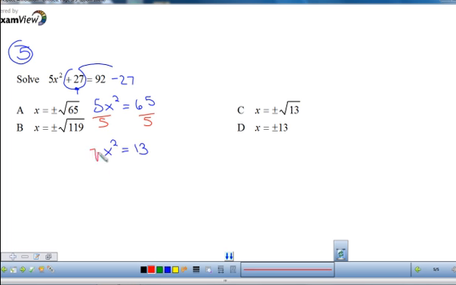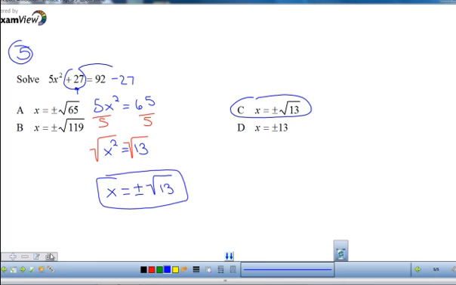And then finally, you're going to take the square root of both sides. Remember the rule is when you take the square root of both sides, you get a plus or minus. Okay. Be careful, because notice one of the answers doesn't have a square root, but we need the answer that has a square root.